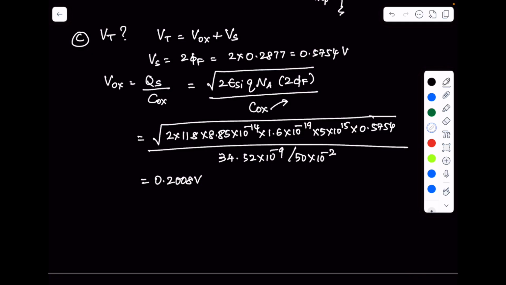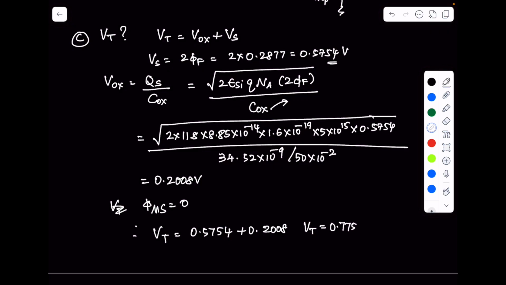I know the drop in the semiconductor, and therefore my Vt, remember, it's an ideal diode, so phi ms is 0. So therefore my Vt is given by 0.5754 plus 0.2008, or your Vt is actually 0.7754 volts. Right? So that is the threshold voltage of this MOS cap.